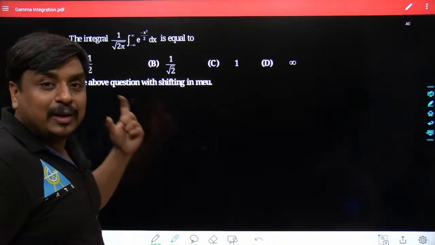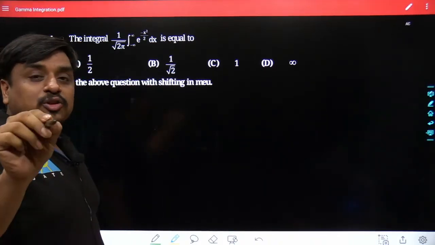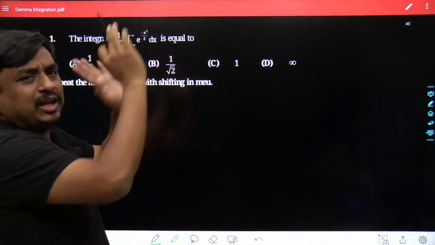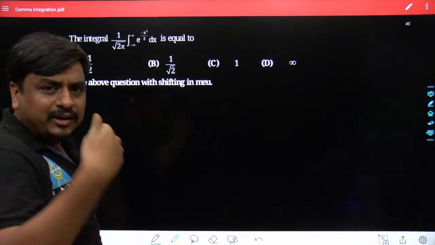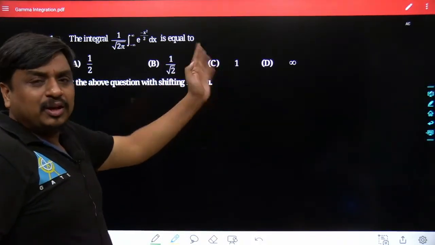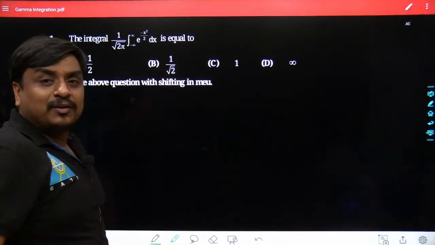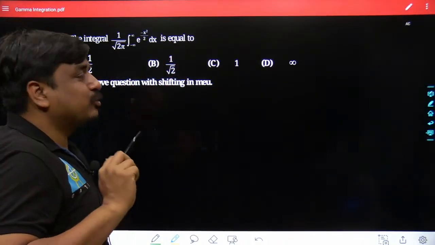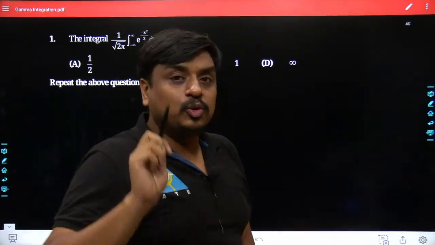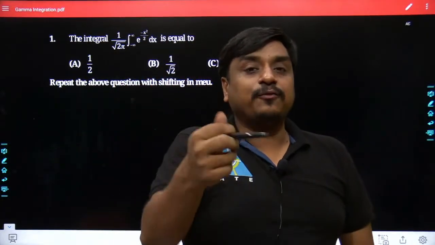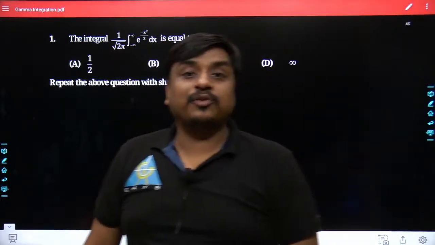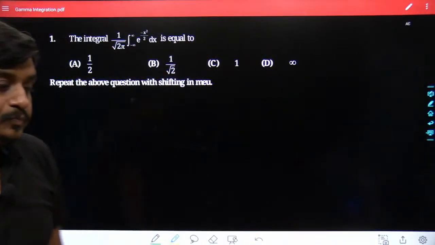If this problem had been a NAT problem, most of the students would randomly put any answer. Many of the students would get the answer as maybe root 2. Many of the students may get the answer as root over 2 pi. Many of the answers come in the form of 1 upon root 2. So you can expect that in future, if this problem comes in the GATE examination, definitely it would be a type of NAT, numerical answer type.